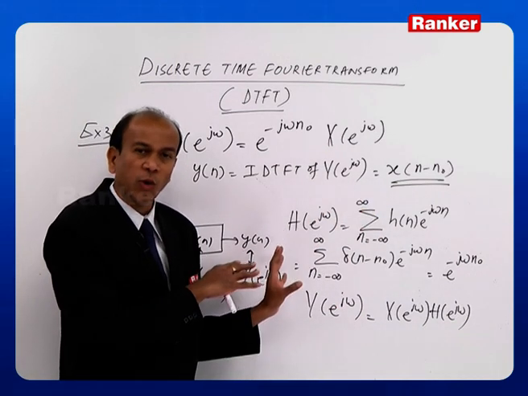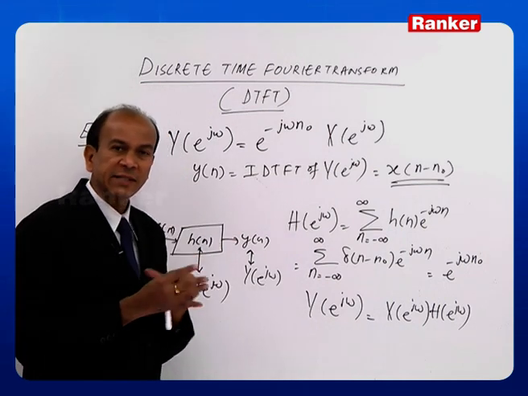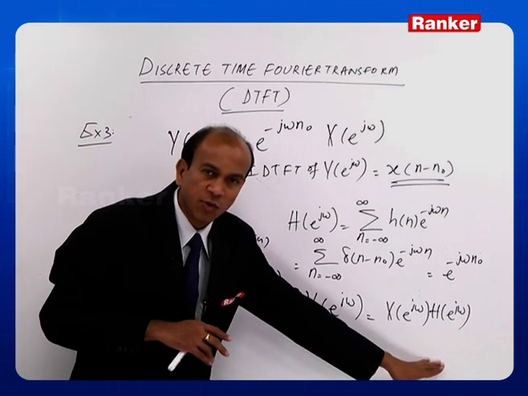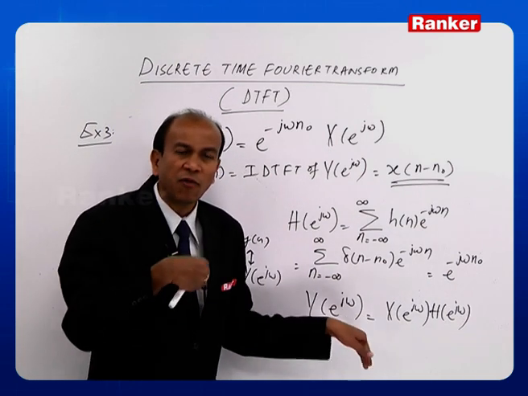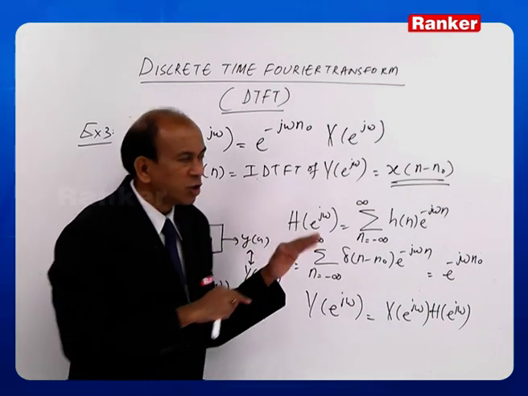Once these two are known to us, it is very easy to calculate Y of e to the power of j omega, that is the discrete time Fourier transform of y of n. That is what we have done. So, that is a product of these two. When I multiply in the frequency domain, it will be convolution in the time domain. So, this is what we have done.